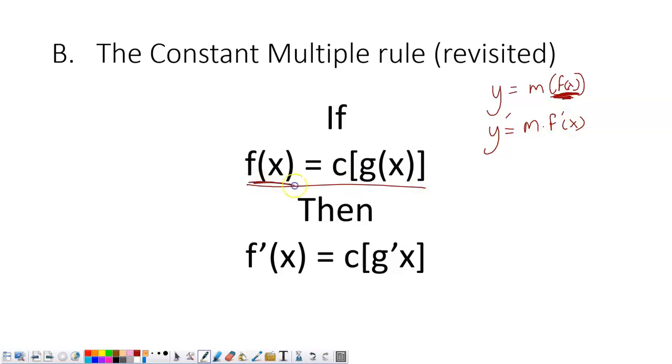So if f of x is a function which is defined by another function being multiplied by some constant number, like 2, 3, 4, 5, half, whatever, then the derivative of f is the same thing as the derivative of g being multiplied by that constant. Okay?